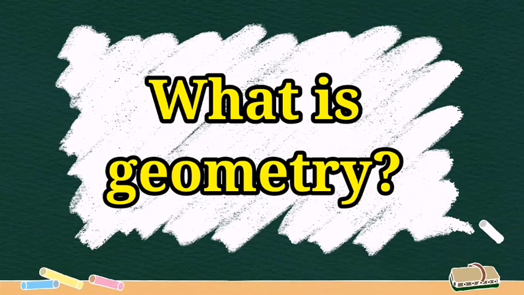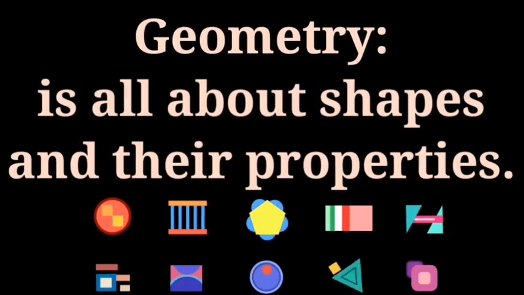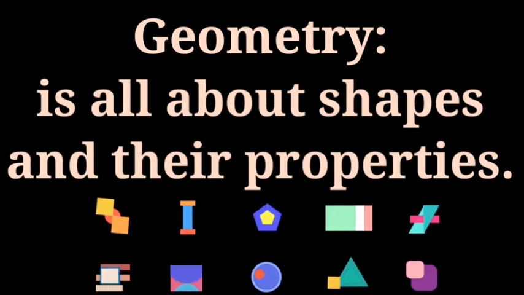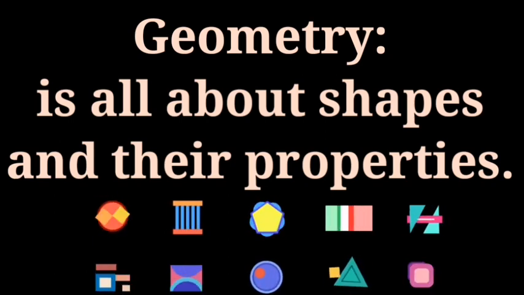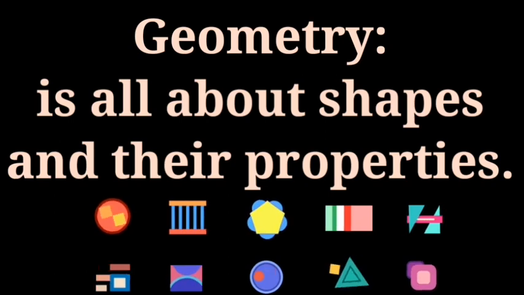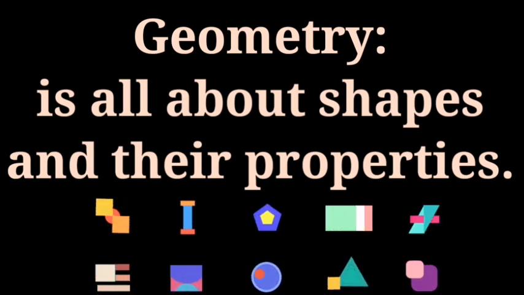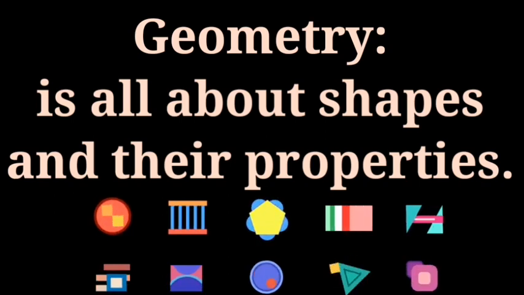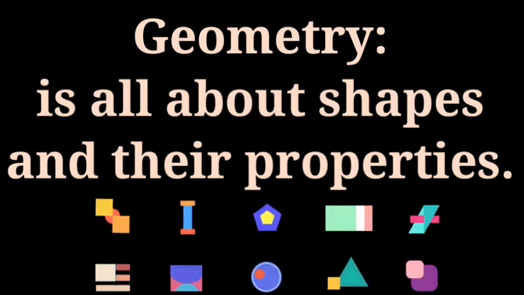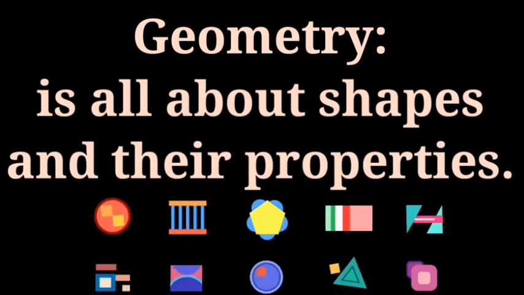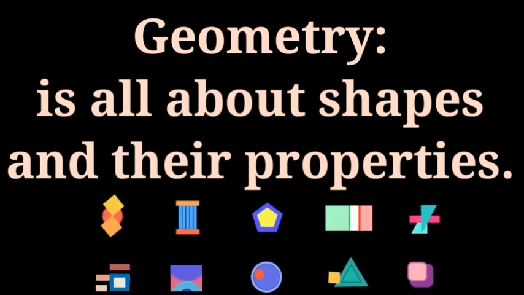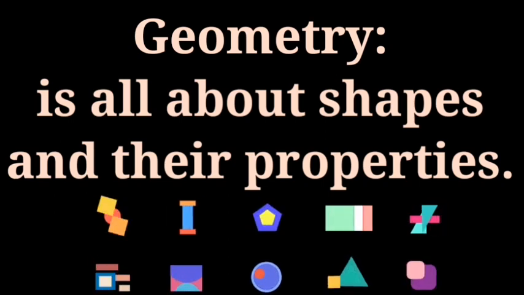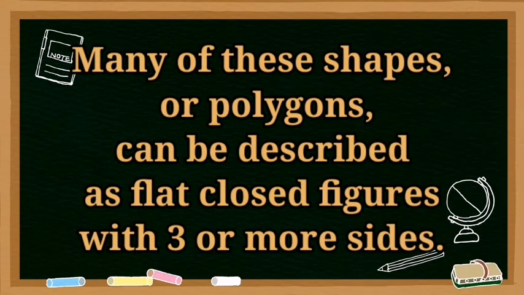What is geometry? Geometry is all about shapes and their properties. So if you like playing with objects or like drawing, then geometry is for you. Geometry can be divided into plane geometry, or known as the 2D shapes, and the solid geometry, or the 3D shapes. Many of these shapes or polygons can be described as flat closed figures with 3 or more sides.